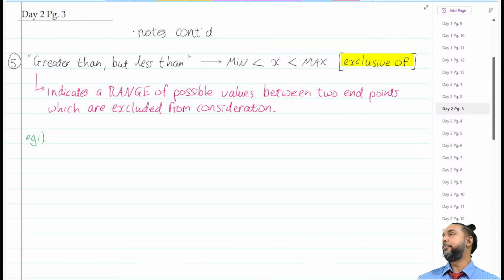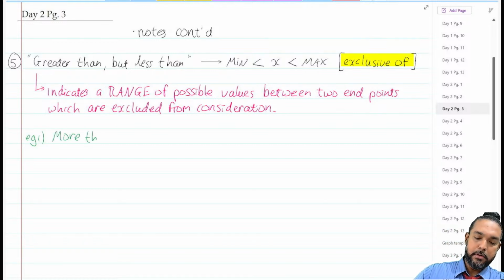Right, so let's say for a particular taxi to leave, they need more than 3 people, but less than 10. Right? But they need more than 3. So the minimum number you could have is actually 4. More than 3 people, but less than 10. Correct?